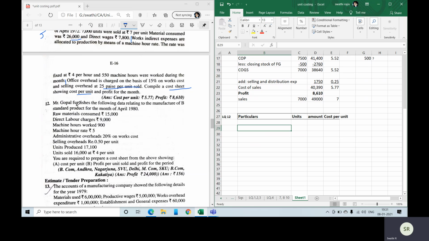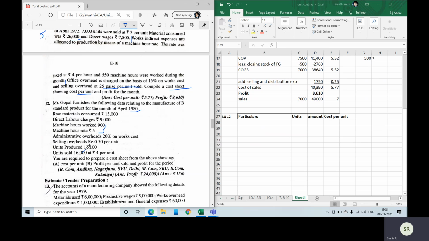Mr. Gopal furnishes following data relating to manufacture of B Standard product for the month of April 1980. Raw materials consumed, direct labor charges, machine hours worked, machine hour rate, administrative overheads. How to calculate? 20% on work cost. So you know this is for factory overheads. Selling and distribution is given. Units produced are given as 17,100. Units sold are given as 16,000 at 4 per unit.